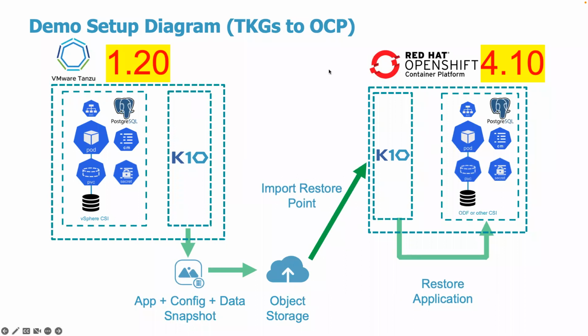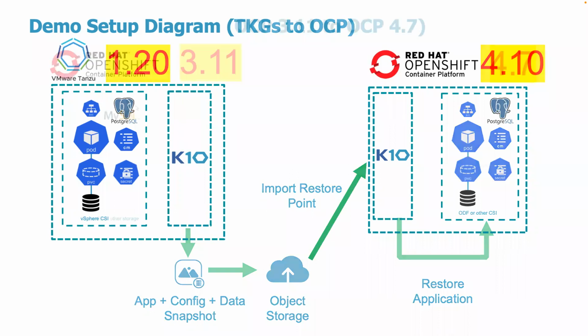Remember, the source cluster is 1.20, and my target cluster is running OpenShift 4.10, which is based on Kubernetes 1.23. So there are three different versions in between. It does allow you to skip versions in the migration or upgrade.